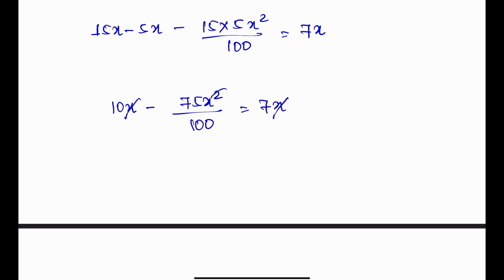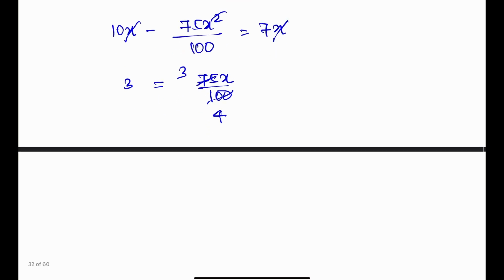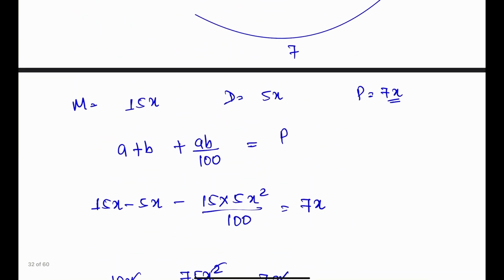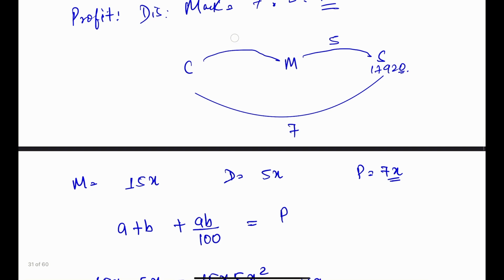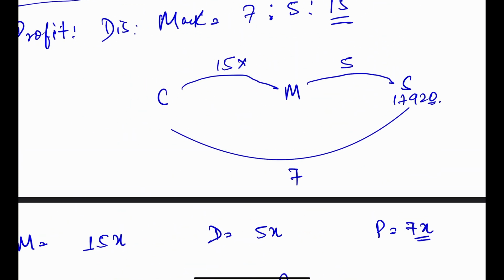So this x will go away. Eventually it will be 3 equal to 75x upon 100. This will be 3, this will be 4. So my value of x will be 4. So if x is 4, then 15 into 4 is 60%, 5 into 4 is 20%, 7 into 4 is 28%.